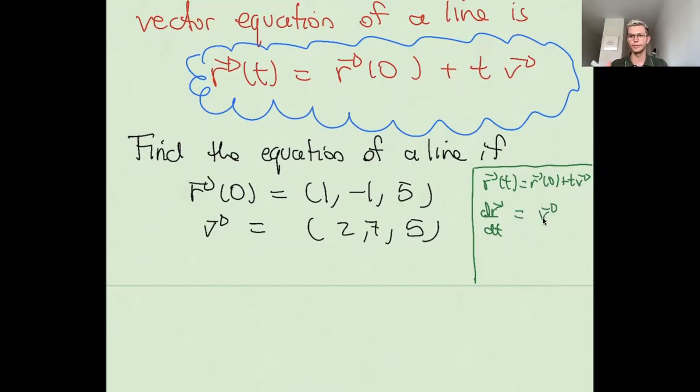But then when you take the derivative one more time, we will find that it's 0, because the velocity vector in this case is constant, right? So this is saying that the acceleration is 0, which is what you're referring to. Is that okay?